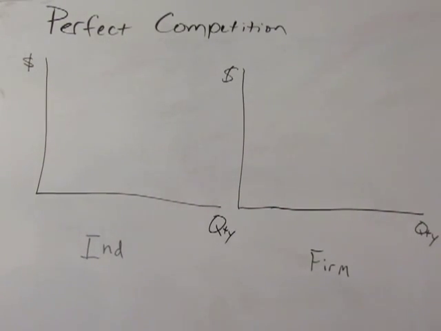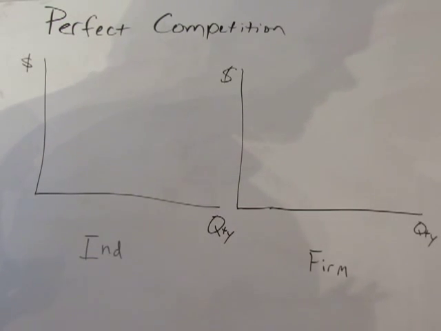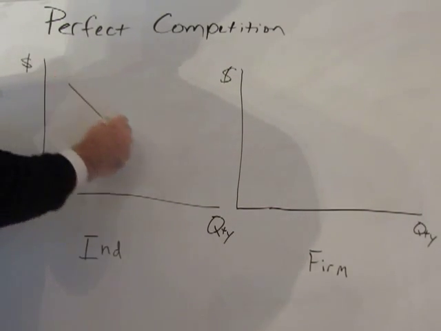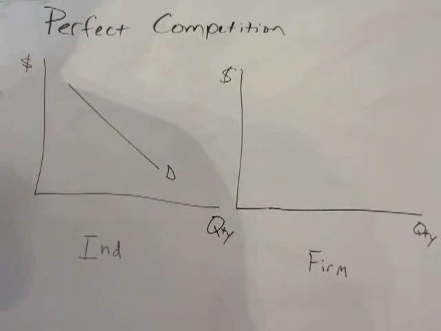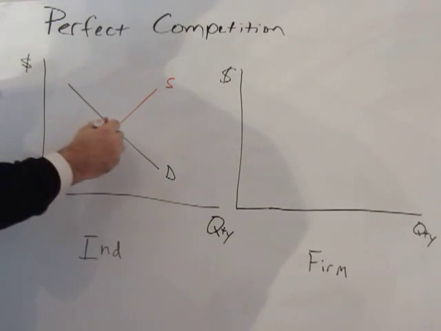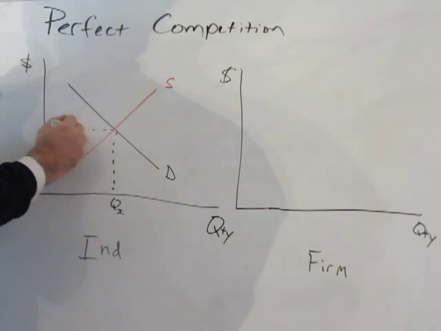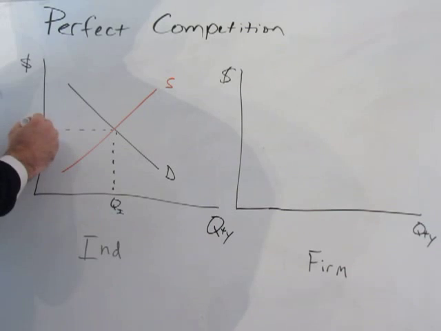Okay, so the first thing we're going to do is take a look at a perfectly competitive industry and a perfectly competitive firm. In the industry, which again is made up of several hundred to several thousand small firms all producing the same homogeneous product, such as a cucumber farm, you have an industry demand curve and an industry supply curve. That gives us our equilibrium quantity for the industry and also our equilibrium price for the industry.